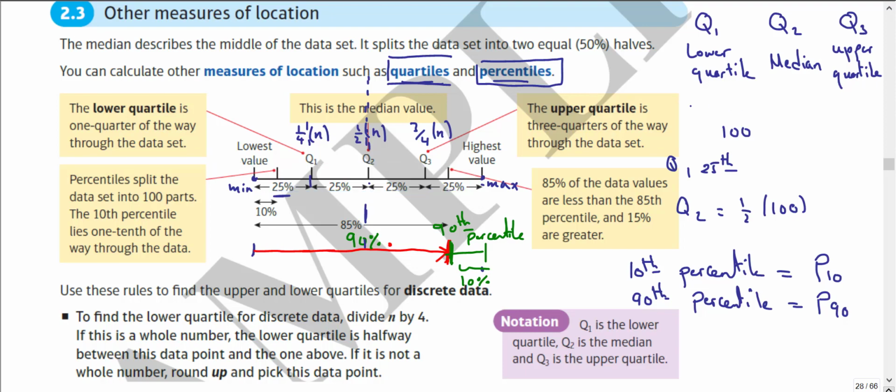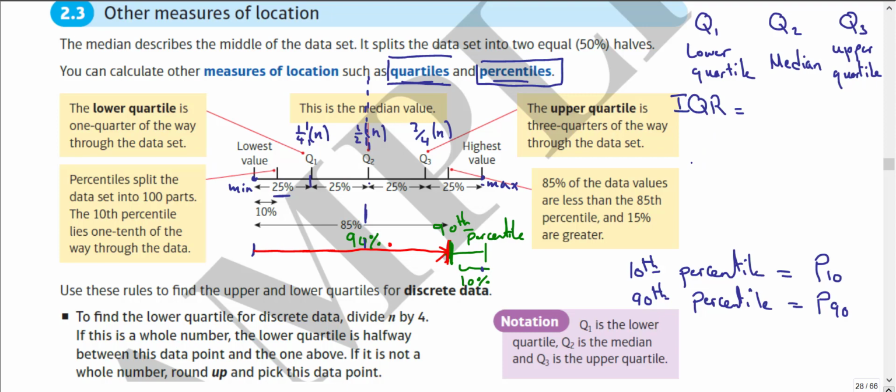There is something else you need to know, which is something called the interquartile range. What is the interquartile range? It's the upper quartile minus the lower quartile.